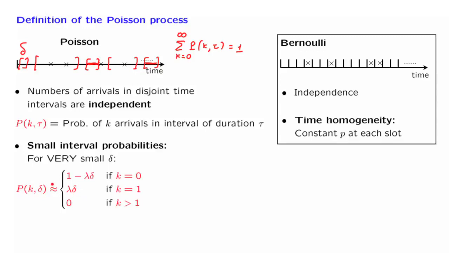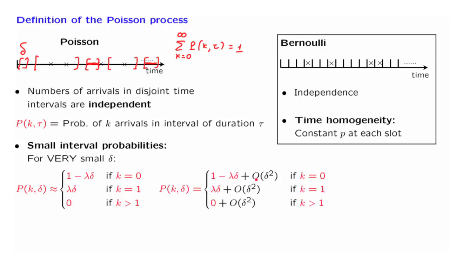Now, here I'm writing an approximate equality. What does that mean? It means that these are not exact expressions, but they are exact within a second order term. And the second order term is a term that's negligible compared to the first order term when delta is small. More precisely, mathematically, what we mean is that a second order term compared to a first order term goes to zero as delta goes to zero.